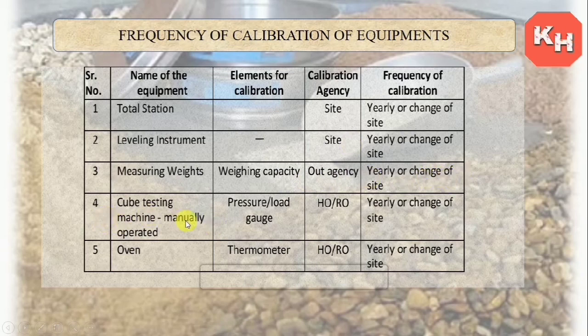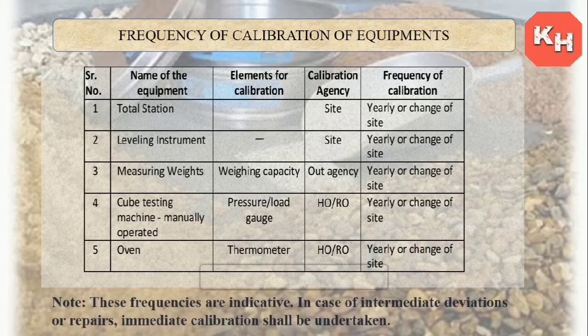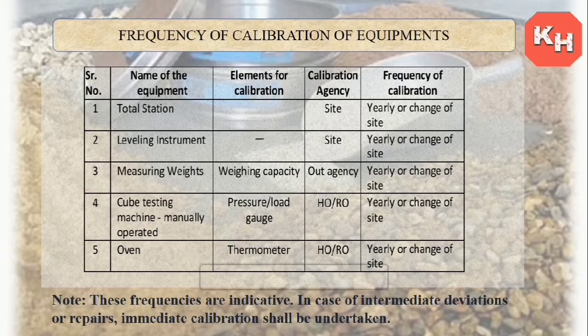For the cube testing machine, manually operated, the pressure or load gauge should be checked. It is done by head office or regional office or our own company, yearly or on change of site. The oven thermometer is checked by HRO, yearly or on change of site. This is the main calibration. These frequencies are indicative. In case of intermediate deviations or repairs, immediate calibration shall be undertaken. If any damage or repair is done, we have to take calibration at that time. So we have checked the frequency of these tests.